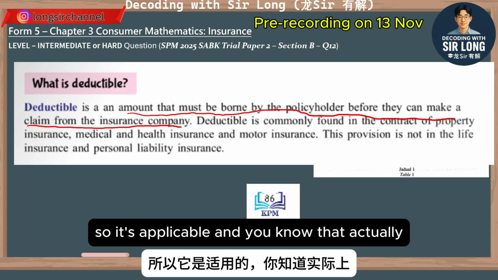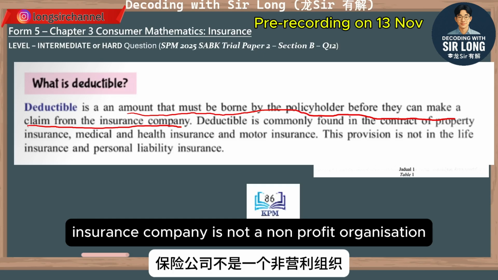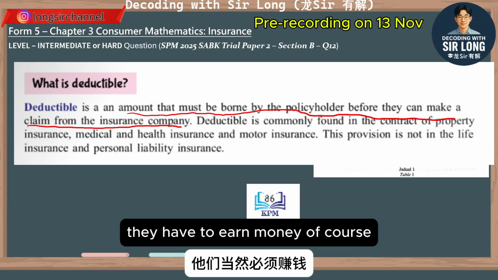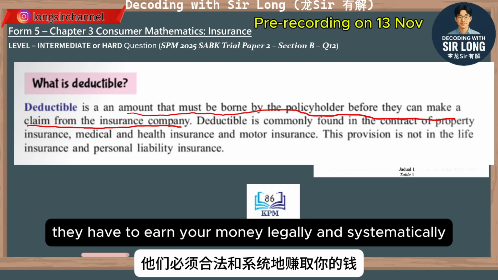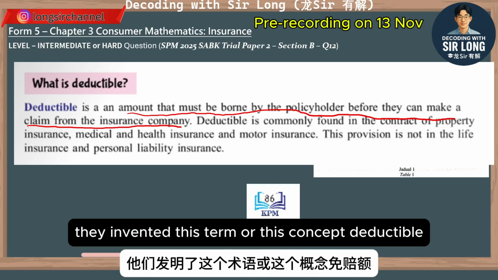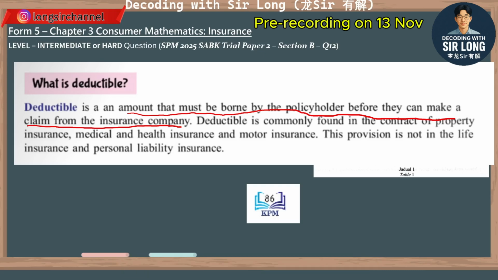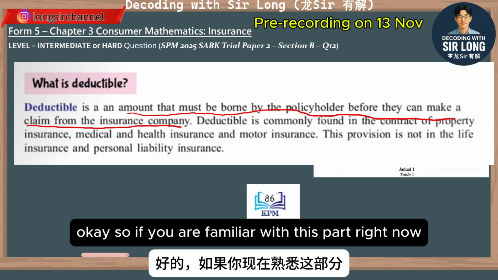So it's applicable, and you know that an insurance company is not a non-profit organization. They have to earn money. Of course, they have to earn your money legally and systematically. Therefore, they invented this term or concept, deductible. Okay, so you are familiar with this part right now.